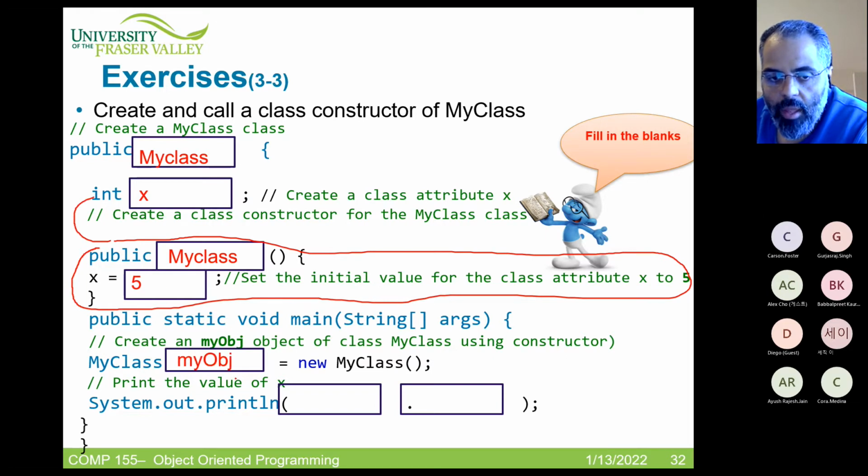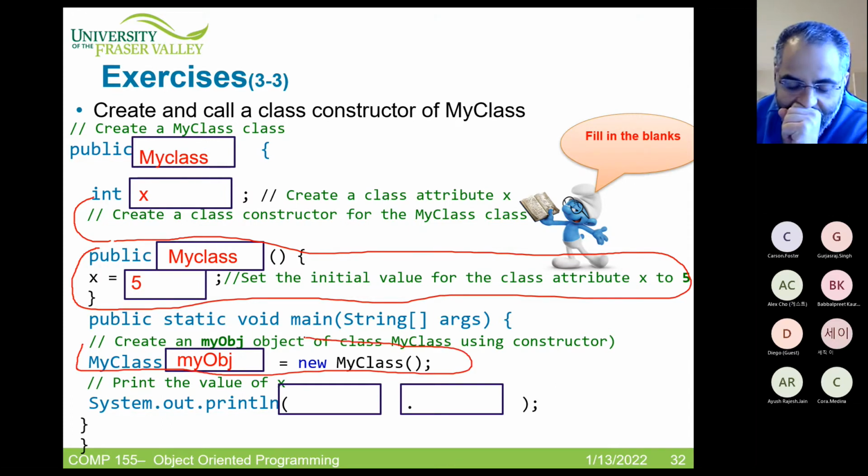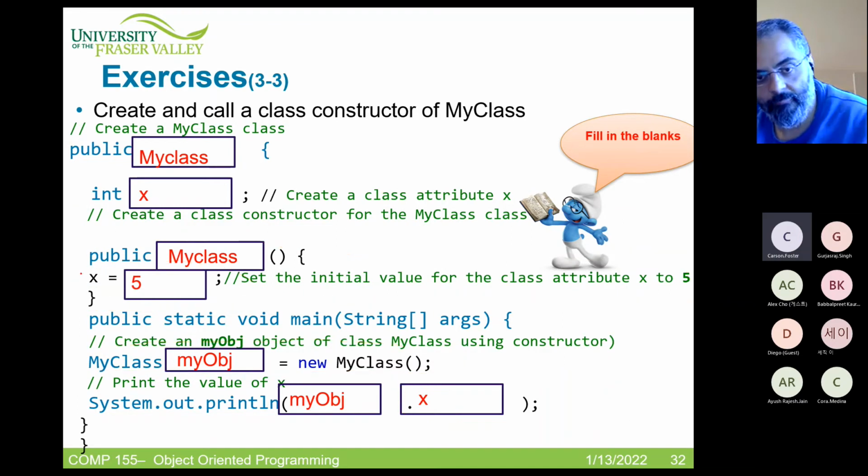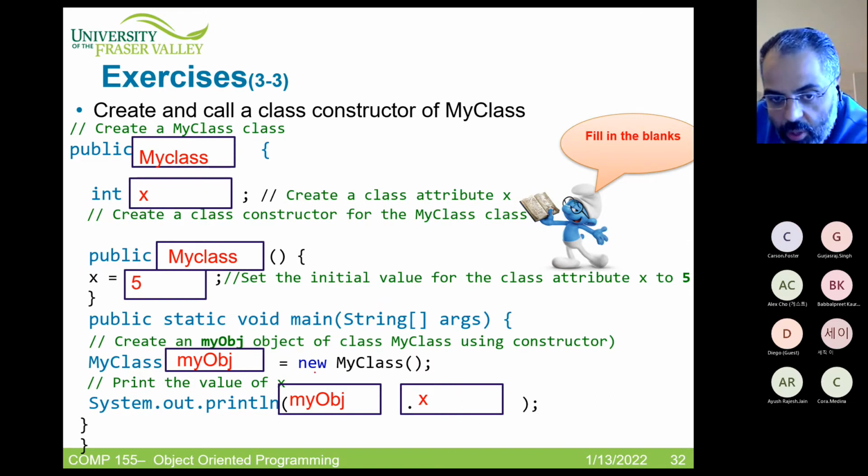So here, if I create an object of type my class and later print the value here, it will print 5, because I said in the constructor, whenever you create an object, create it with x equal 5. So whenever you create an object from a class, the constructor method will always run. Because you see how we create an object using what?